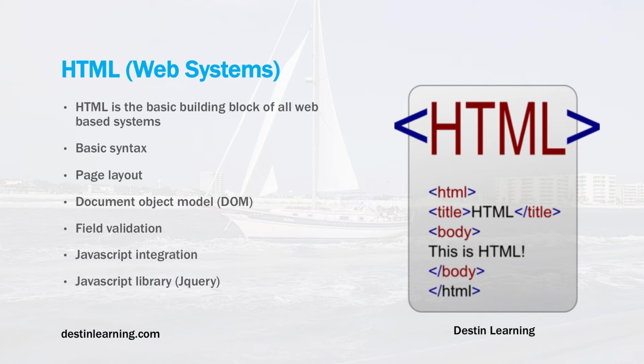Another fundamental concept that programmers need to master is HTML, or Hypertext Markup Language. HTML is the basic building block of all web-based systems in production today. Skills that you'll need to master are the basic syntax of HTML, design layouts with HTML, and the Document Object Model, or DOM. You'll need to understand such concepts as field validation and integrating JavaScript into your HTML code. Most programmers today also frequently use JavaScript libraries such as the jQuery library. This is also a necessary skill.